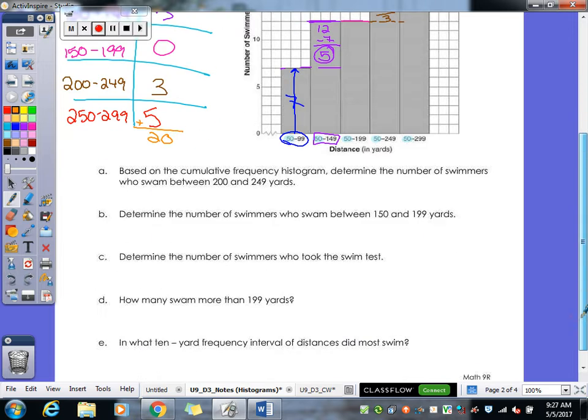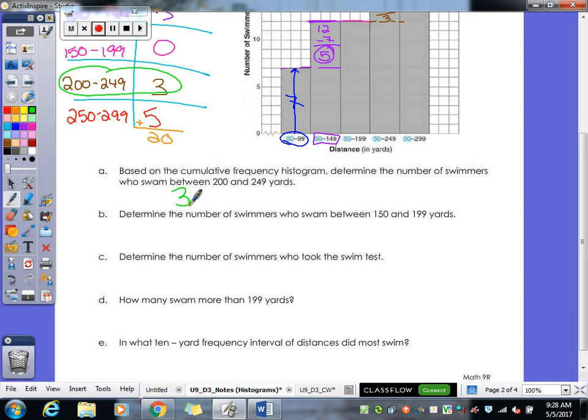So they want to know, based on the cumulative frequency histogram, determine the number of swimmers who swam between 200 and 249 yards. Well, we have that right here. That was 3 people.